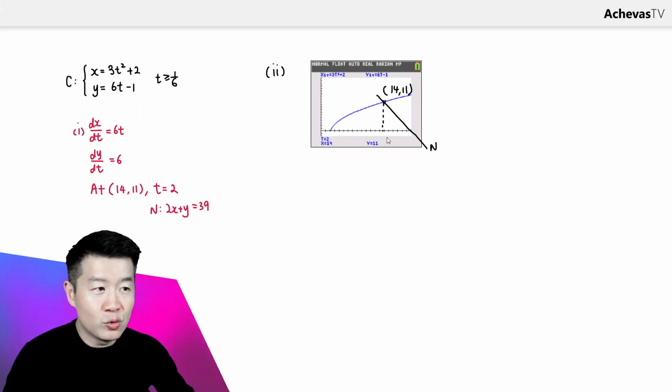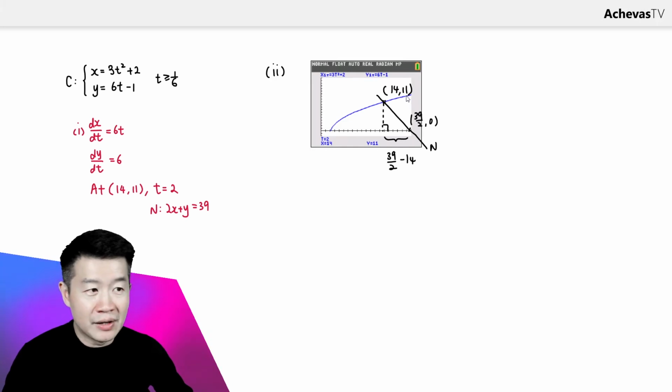For this region, it's not too bad because we are looking at a right-angled triangle where this point here is (39 over 2, 0). So this length here is going to be 39 over 2 minus the x coordinate of this point, which is 14. And the height is just simply going to be 11. And now it is going to be this part here.